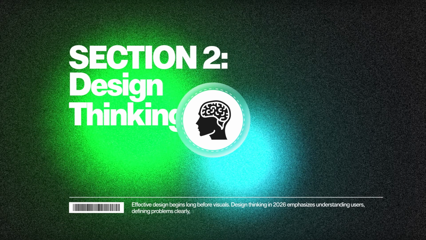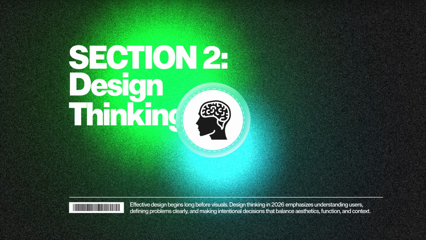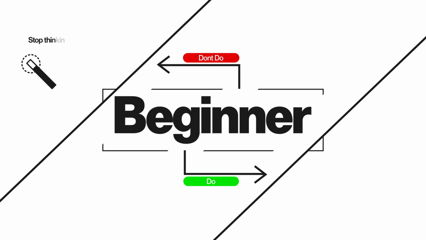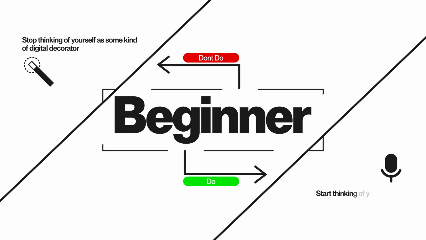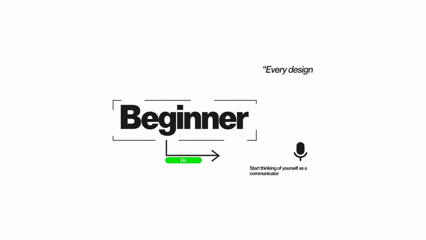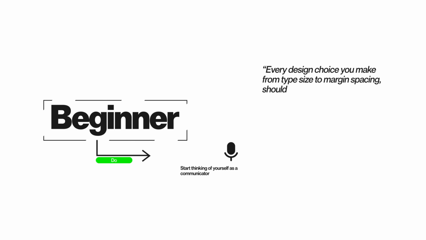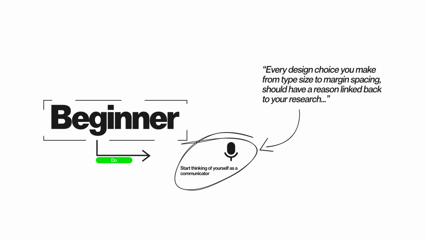The next stage you need to seriously look at if you are serious about graphic design is design thinking. But what does that actually mean for you? Well, if you're a beginner, you need to stop thinking of yourself as some kind of digital decorator and actually start thinking of yourself as a communicator. Every design choice you make, from type size to margin spacing, should have a reason linked back to your research.